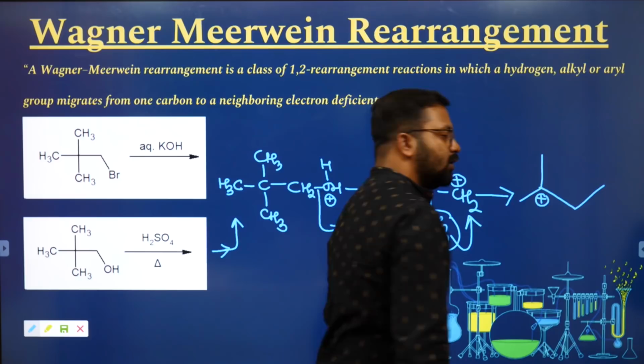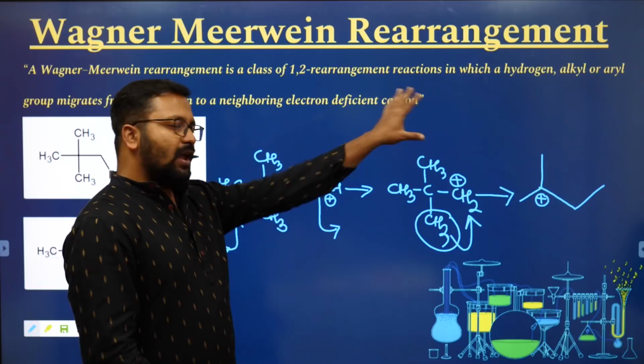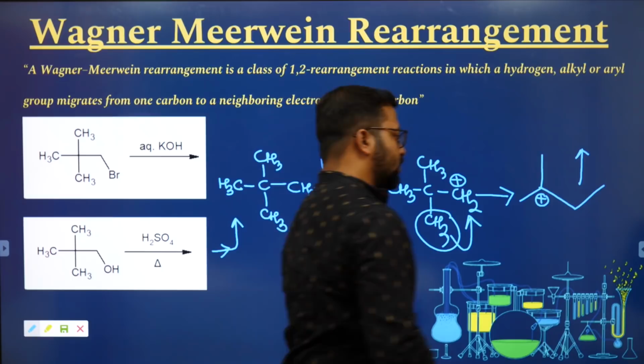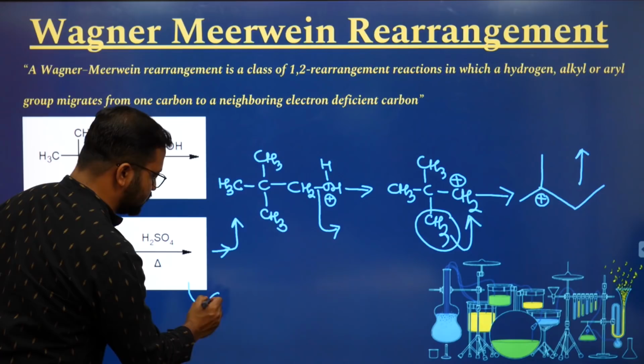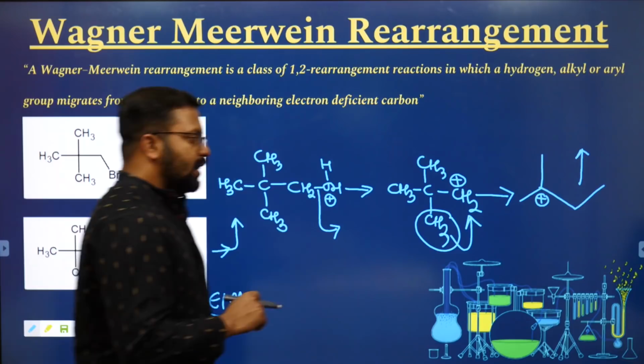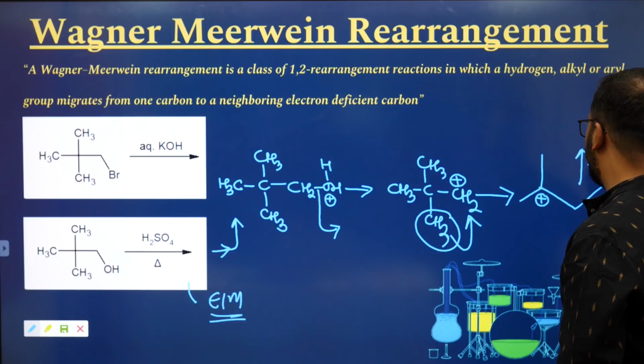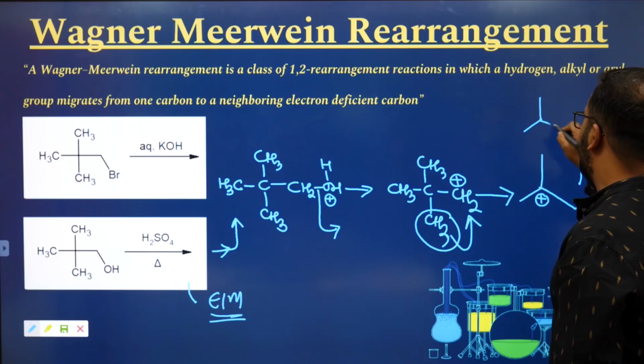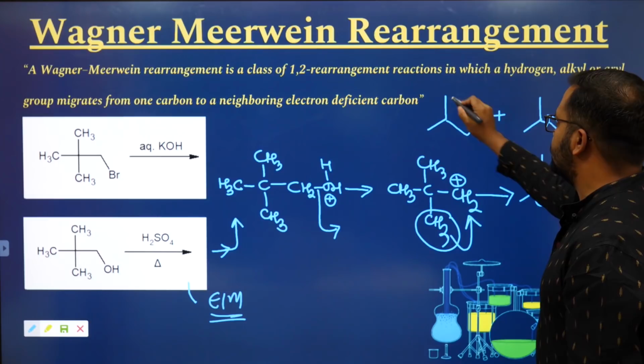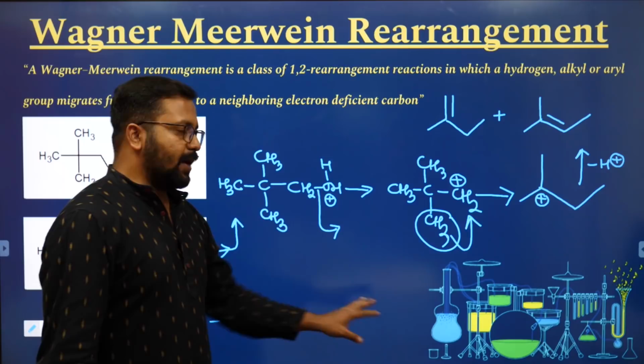Rather than drawing expanded formula, I have drawn bond line formula. After this point, when H2SO4 is taken, this reaction, H2SO4 in presence of heat, is an elimination reaction. In an elimination reaction, what will happen is a proton would be lost in the end of the reaction. This was discussed in the previous class as well, and we would end up getting two products. Okay, the products are obtained as a result of carbocation rearrangement. Okay, let's move ahead.